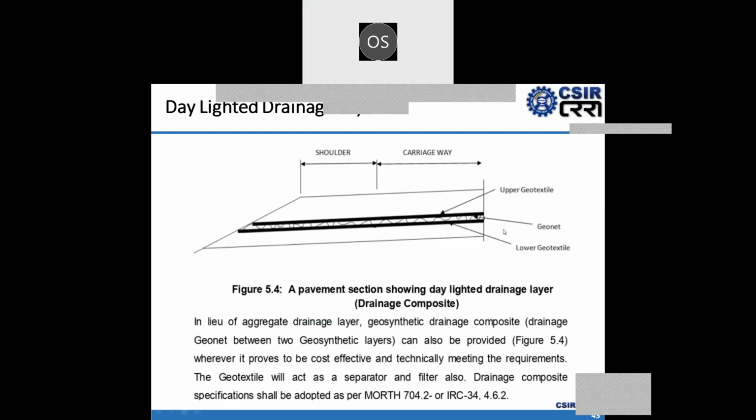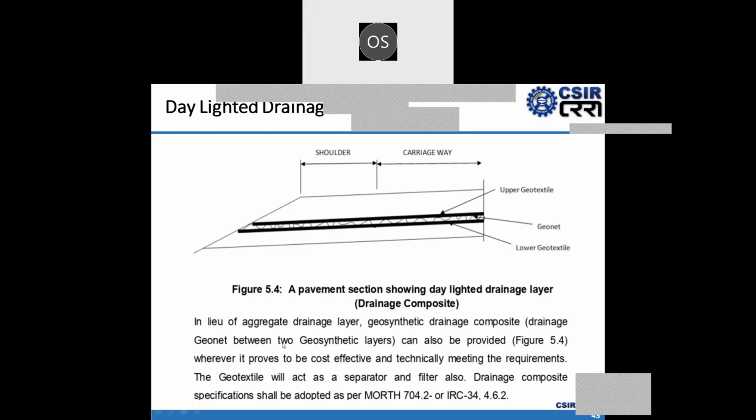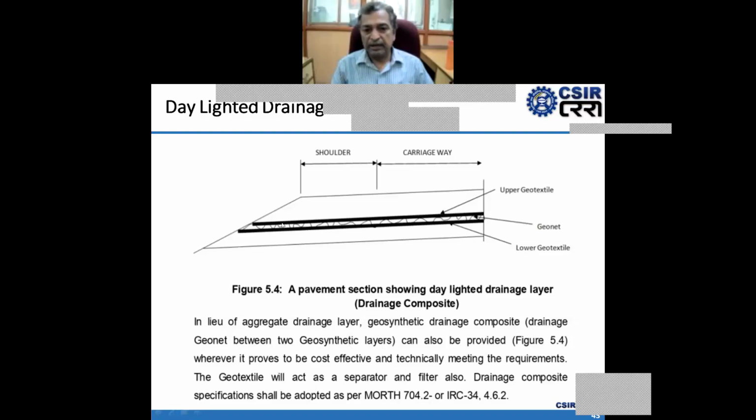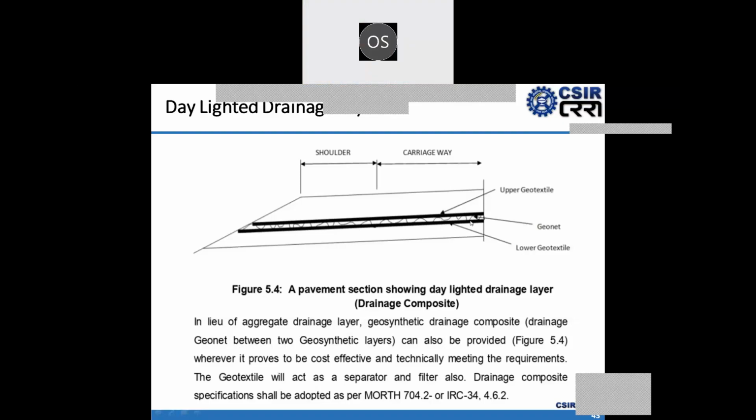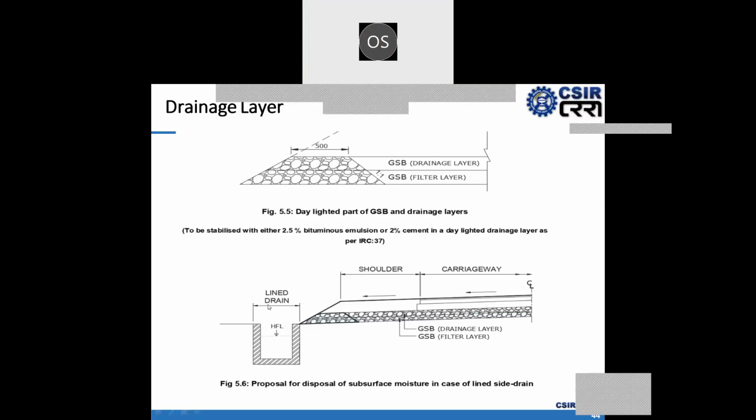Alternatively, for GSB layers, we can provide a drainage composite layer, which consists of a geonet between two geosynthetic layers. So this is the alternative to GSB layers, where a composite drainage system may be used. So these are the other drainage GSB layers, and this is the filter layer. Another one is connected with the line drain.